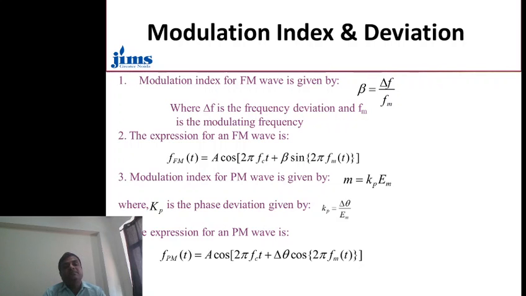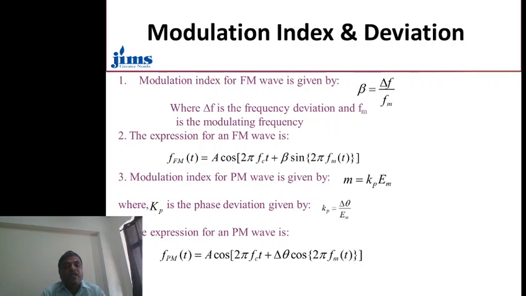Then the expression of the FM signal, where the frequency is changed, is cos of 2 pi fc t plus beta sine 2 pi fm t. Here it is a trigonometric function of a function: cos omega t, but omega is also a sinusoidal function. This type of function can be dealt with using Bessel's function. Then the modulation index of a PM signal is represented by Kp into Em, where Kp is the phase deviation, equal to delta theta upon Em. It means the phase deviation with respect to the modulating signal or message signal.